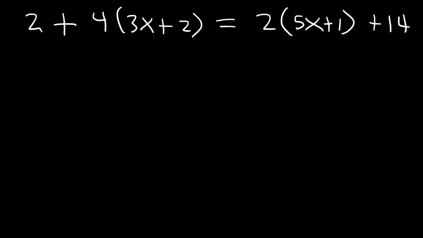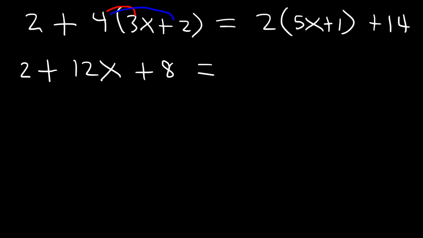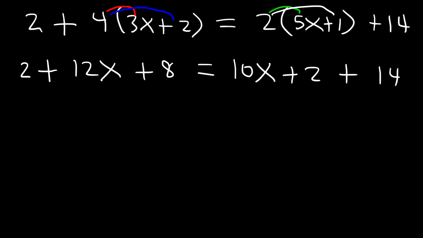So we need to use the distributive property. First, let's multiply 4 by 3x and then by 2. 4 times 3x is 12x. And 4 times positive 2, that's equal to 8. On the right side, we need to multiply 2 by 5x, which is 10x. And then 2 times 1, which is 2. Now let's combine like terms. On the left side, we can combine 2 and 8. On the right side, 2 and 14.